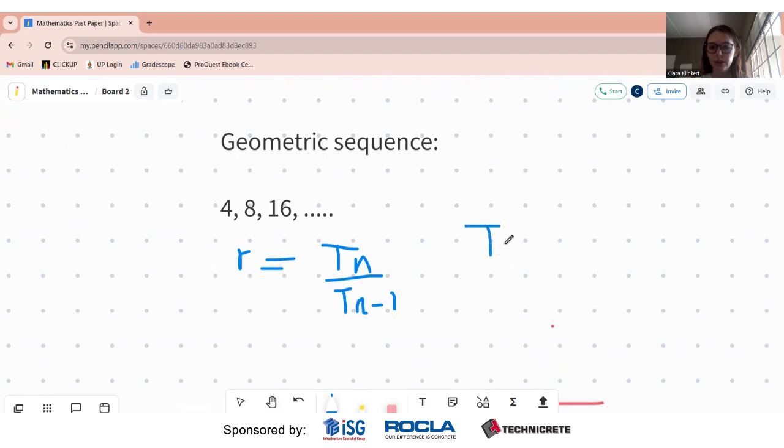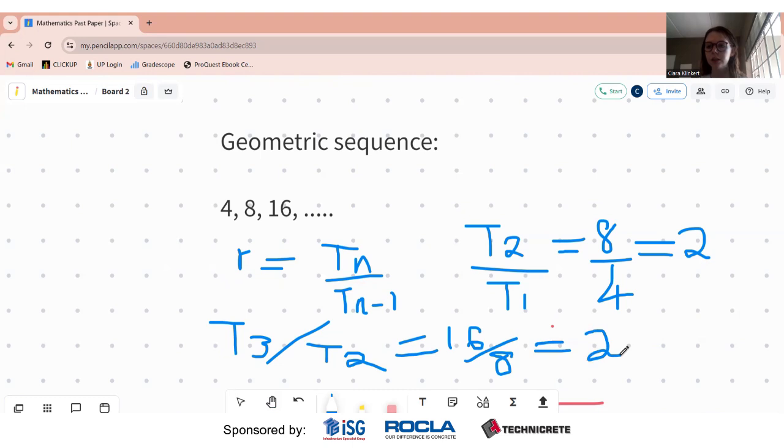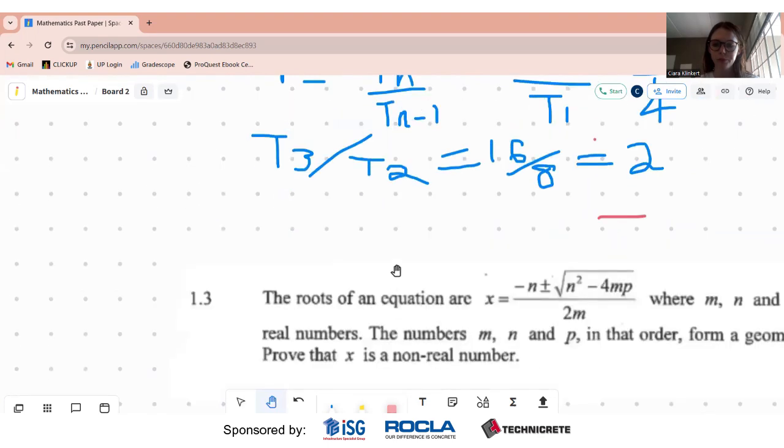For example, I can calculate T2 over T1. And if I do that, I get 8 over 4, and I get my result of 2, which I know is true. Then if I do T3 over T2, I get 16 over 8, which is also equal to 2. So that is the most important concept about a geometric sequence, that there is this idea of a constant ratio. So with that idea in mind, we are going to attempt question 1.3.